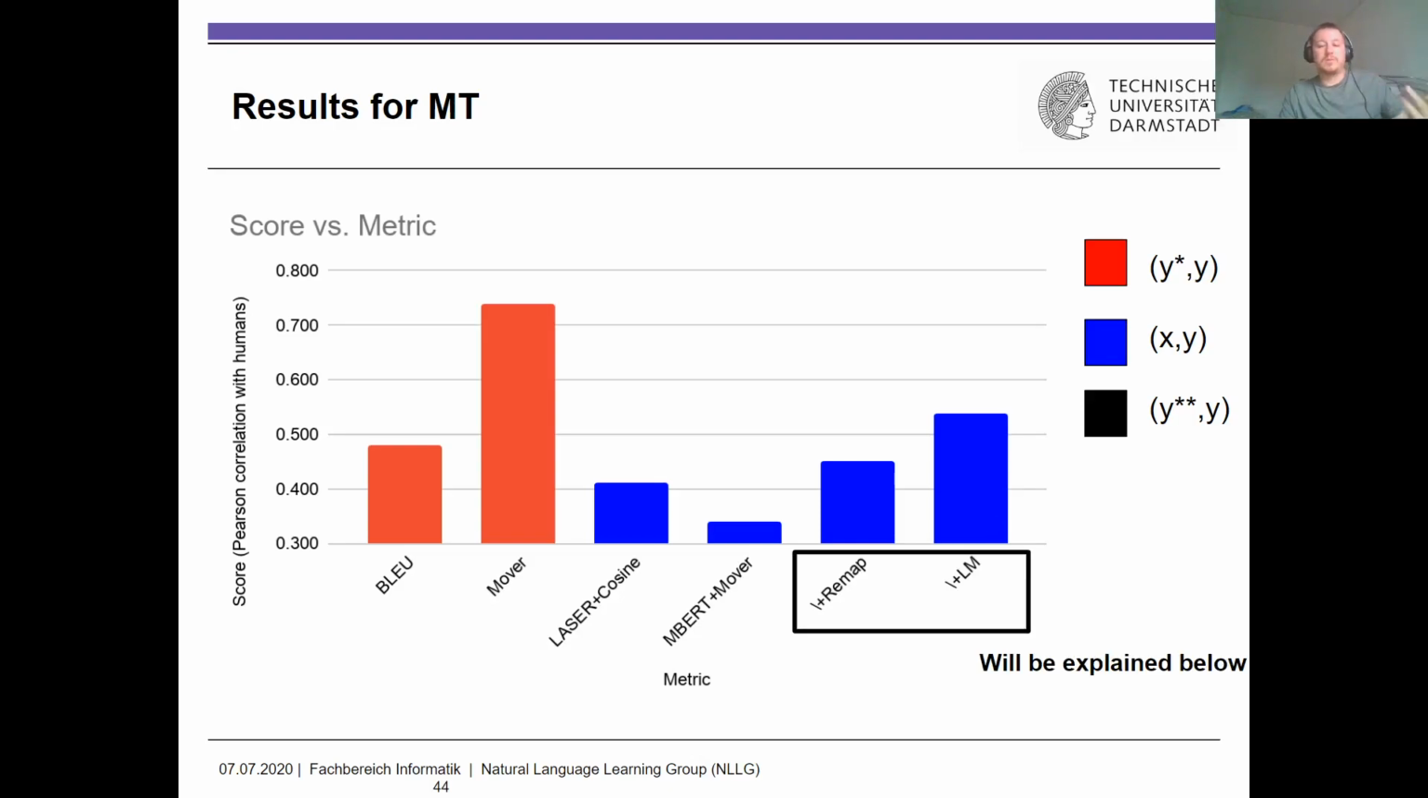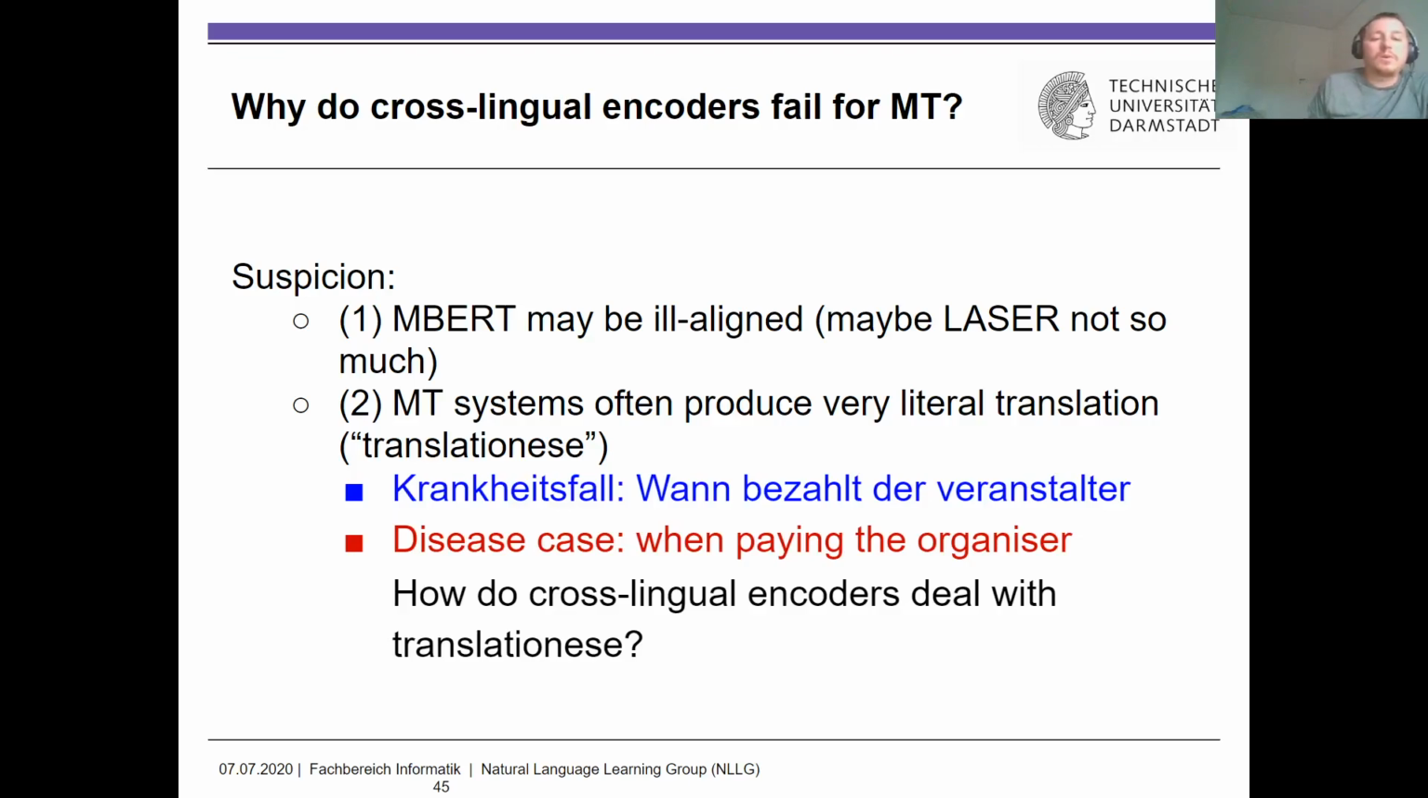And now let's talk about the remapping and the language model. Our suspicion is that the reason the system did not perform well is that mBERT is maybe misaligned. If we would use LASER, that's not misaligned, because LASER was this joint model, right? And mBERT was this silly model. So maybe this silly model is misaligned. It doesn't know about word translations in different languages. And the second thing that we suspect is maybe these machine translation systems often produce very literal translations. That is what we call translationese.